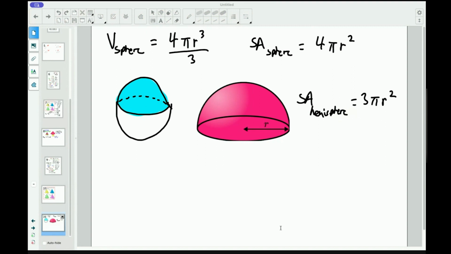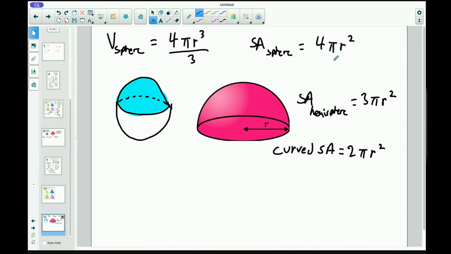So if we're talking about the curved surface area, again, in questions, they might talk about the curved surface area. We can just say that the curved surface area is just 2 pi r squared, which is basically this blue section without the flat bottom. Okay. If you're having troubles visualizing that, I've got some pictures that I can probably show you as well, just to help you visualize things. But for now, just commit these to memory.